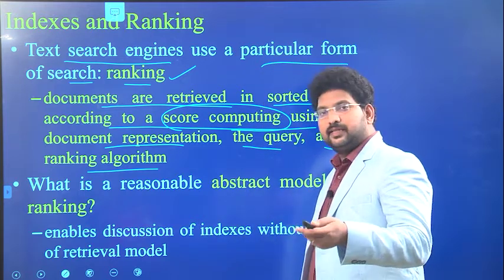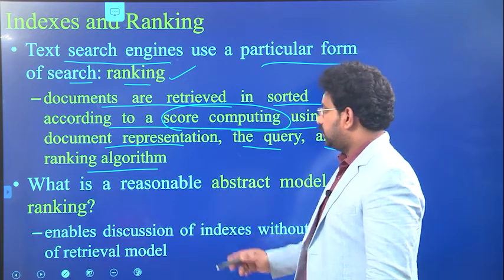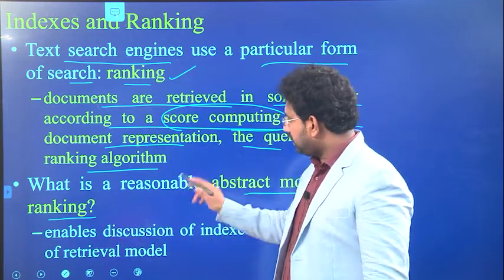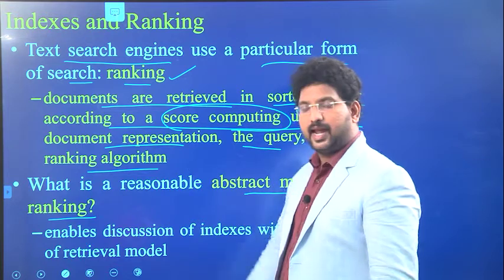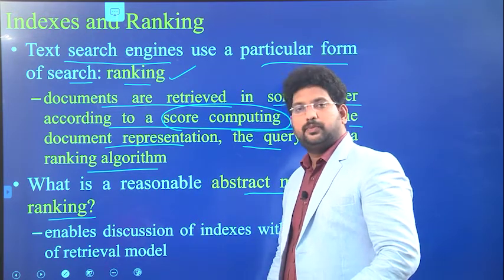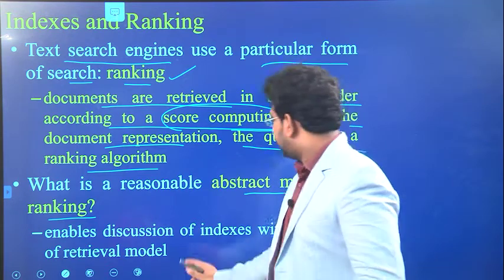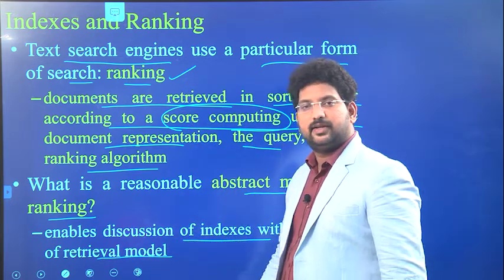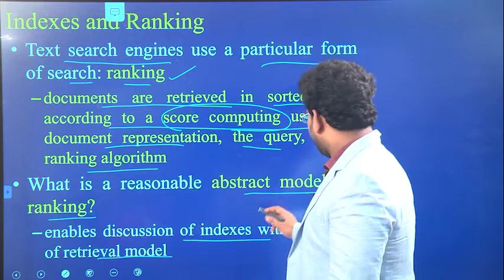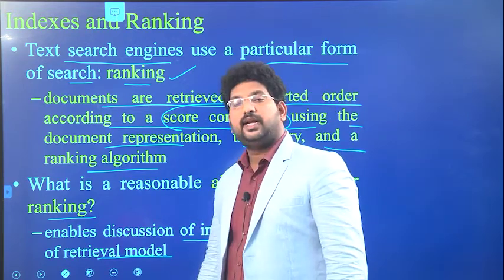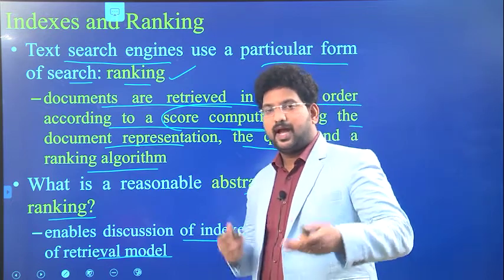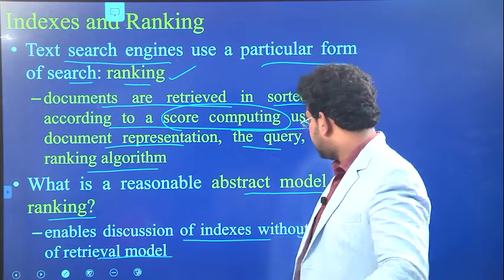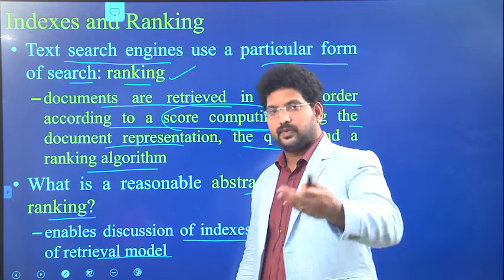Now, what is a reasonable abstract model for ranking? Now you have a question: what is a reasonable abstract model for ranking and what can it do? If you think about it, it enables discussion of indexes without the details of the retrieval models. So we know that abstract means hiding some of the details. As part of it, it just enables the discussion of the indexes without the details of the retrieval model.